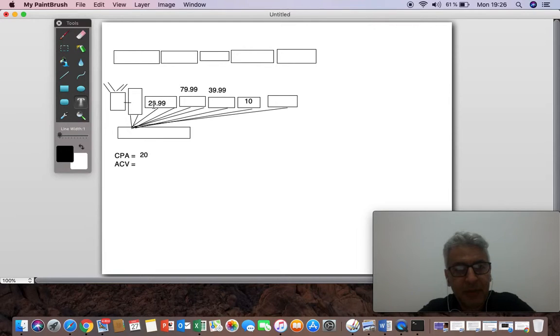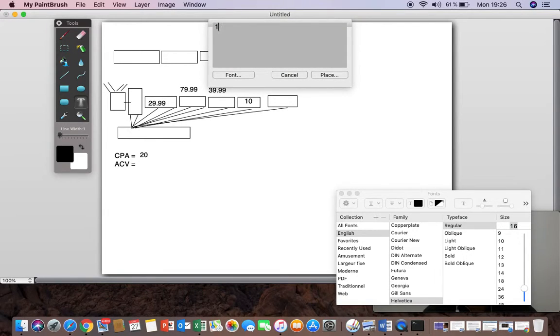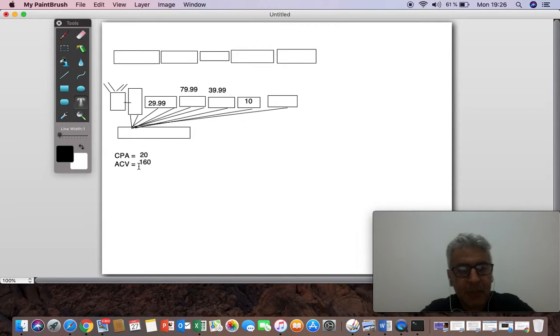So we are here at 30 and 80, 110, 150, and 160. So the average cart value is $160. Now, you will tell me if this math makes sense or not. You are investing $20 with the chance that that customer will buy $160 out of your funnel. Does that make sense? Of course it does.